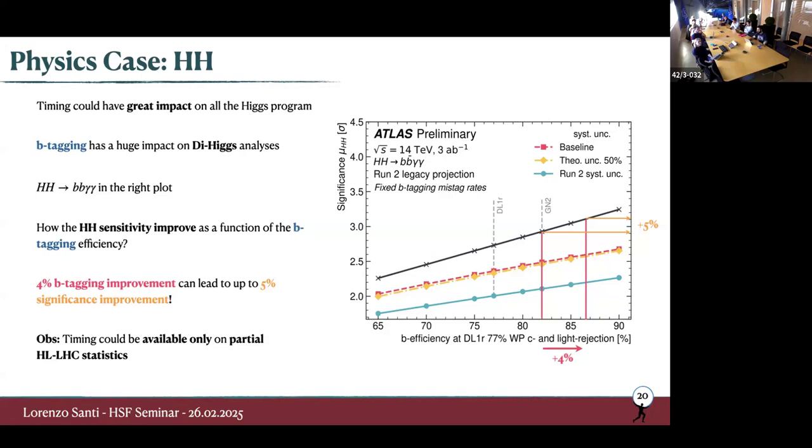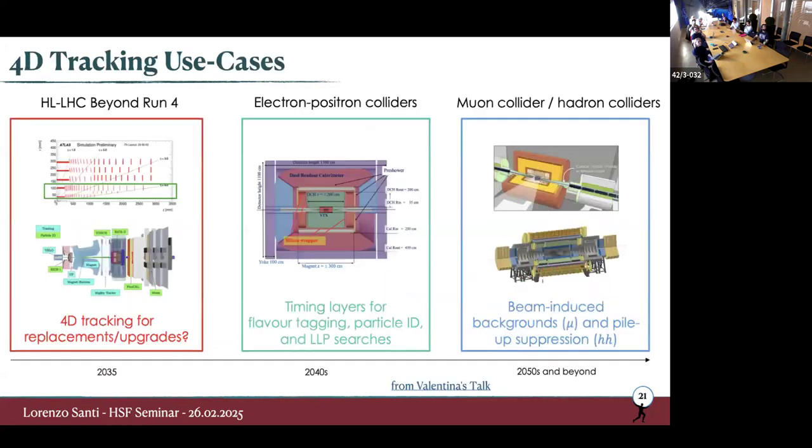Of course, as this study is for Run 4, we need to take into account that this could eventually only be possible on partial HL-LHC statistics. So, as I said, this is a physics case, but tracking has a lot of use cases. This is a slide from last year, Valentina's talk. Of course, we have a lot of interest in HL-LHC, but there is also a lot of interest in other physics cases and beyond the LHC, in particular for future colliders.